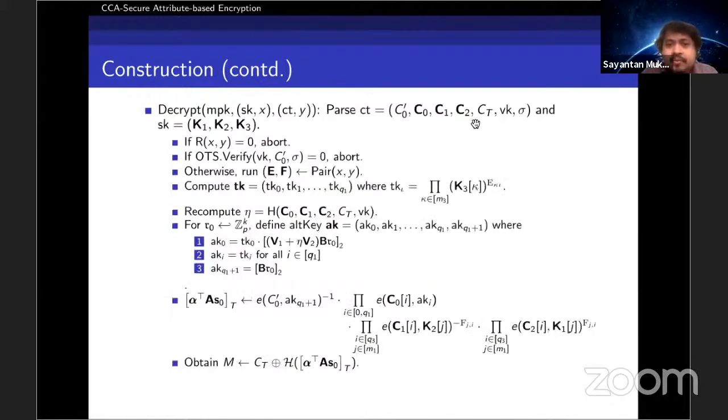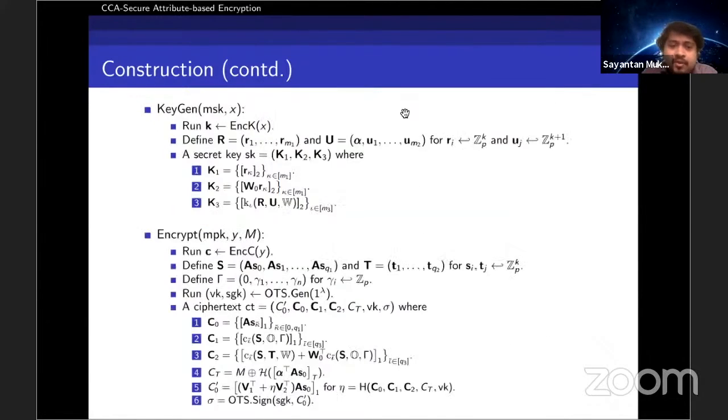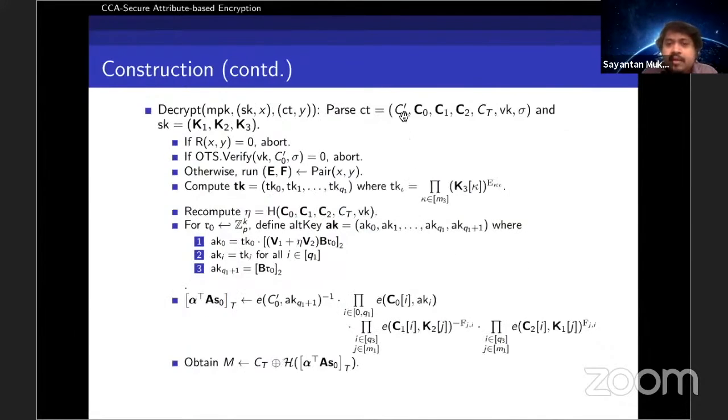And for the decryption function, because we have added one extra component in the ciphertext, we had to modify the decryption function of available ABE based on pair encodings, and this is our decryption function, and believe me, it works.